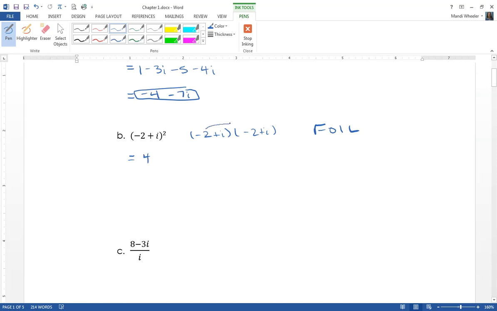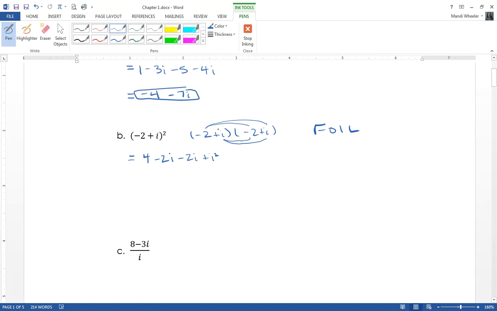Outside times outside, we're going to get negative 2 times i. And then inside times inside, i times negative 2. And last times last, i times i. Really, the most common mistake on this is just to miss signs. So make sure you're paying attention to positives and negatives on this one.